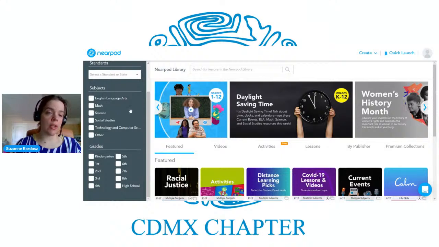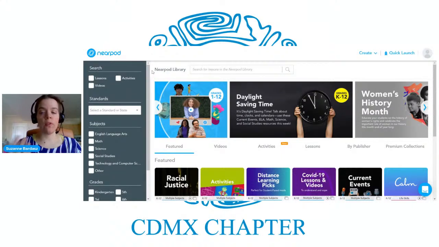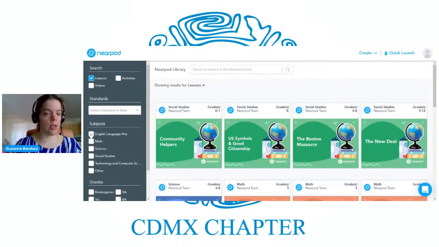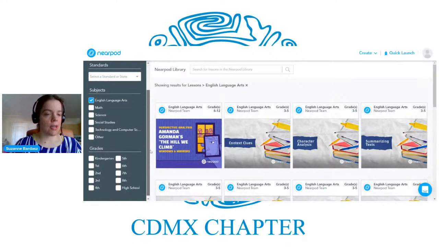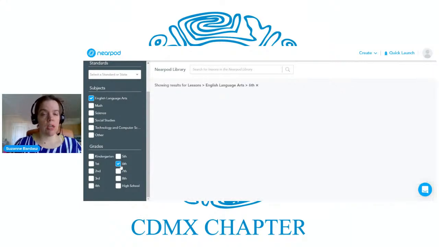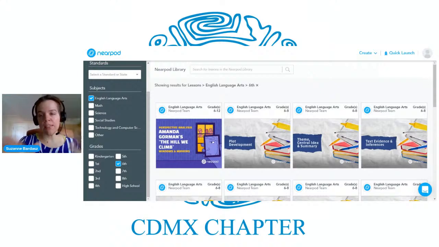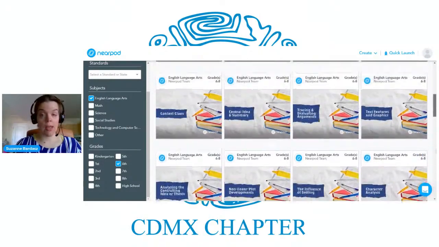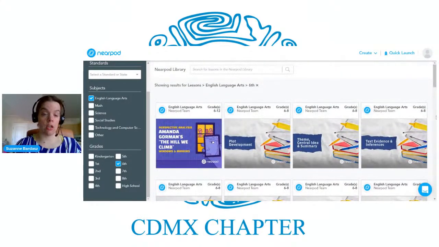So I'm going to do an example of how I would find activities. I'm going to search for lessons. I'm going to look at English language arts. And let's say I'm teaching 6th grade. As you can see, as I was clicking on these different subjects and standards and grades, on the right-hand side, things are changing. So here is a list of different lessons that I could use with my students, and they provide some different content that I can use.